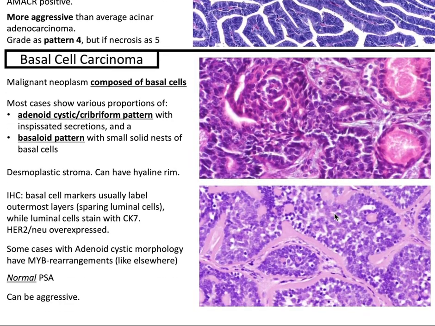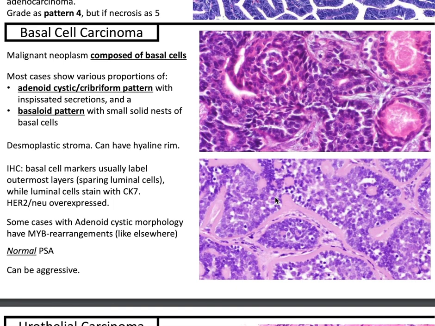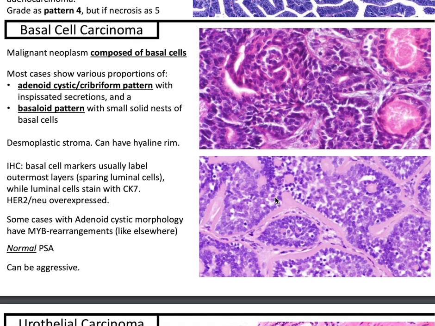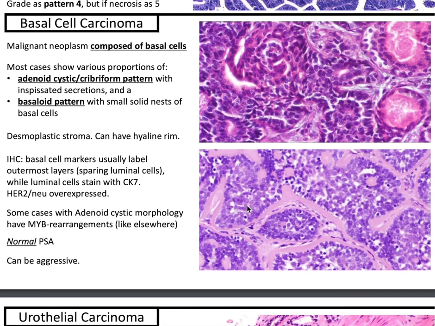Basal cell carcinoma, malignant neoplasm composed of basal cells. And most cases show various proportions of an adenoid cystic cribriform pattern with inspissated secretions and a basaloid pattern with small solid nests of basal cells. You'll have a desmoplastic stroma, which can have a hyaline rim, and immunohistochemically, the basal cell markers usually label the outermost layers, sparing the luminal cells, while the luminal cells stain with CK7, and HER2 is overexpressed. Some cases with adenoid cystic morphology have MYB rearrangements like elsewhere. Your salivary gland adenoid cystic has that 6-9 MYB and NFIB rearrangement. You'll have a normal PSA, and it can be aggressive, however.